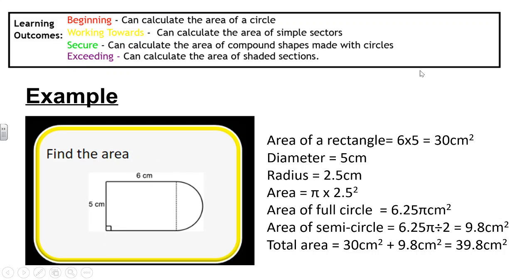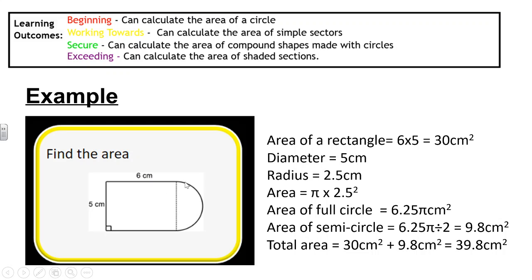So we've got 6 times by 5 to get 30 centimetres squared. We need to do the semicircle now. So this length here is the same as this length here, so they're both 5 centimetres. So if it goes from one side of the circle to the other, it's a diameter. So if we've got the diameter of 5 centimetres, the radius is half of that, 2.5 centimetres.